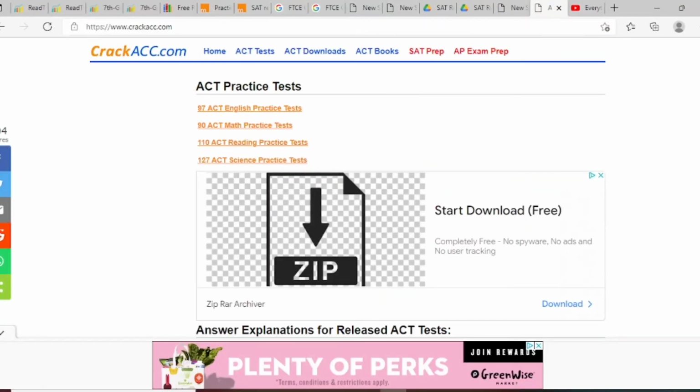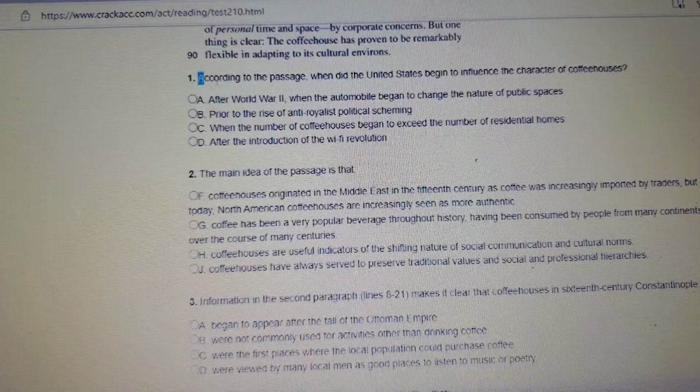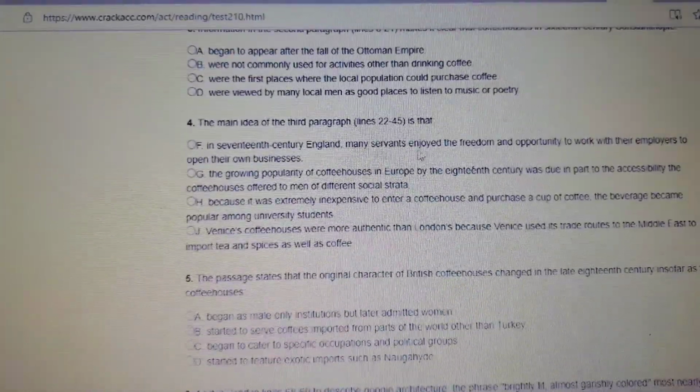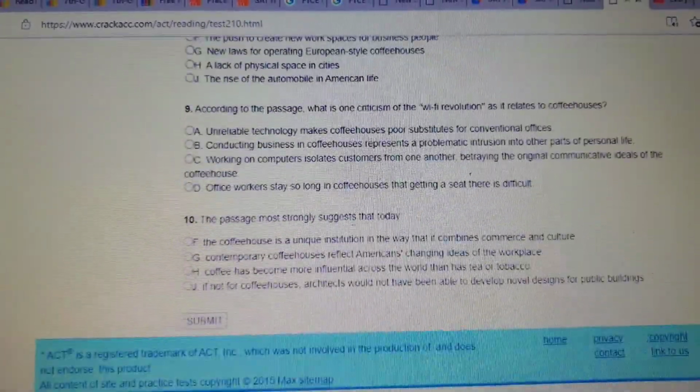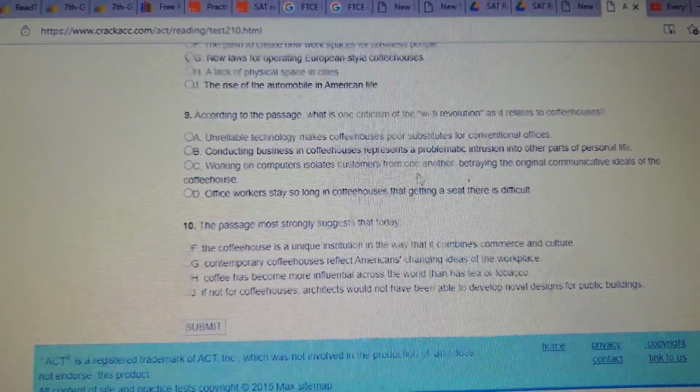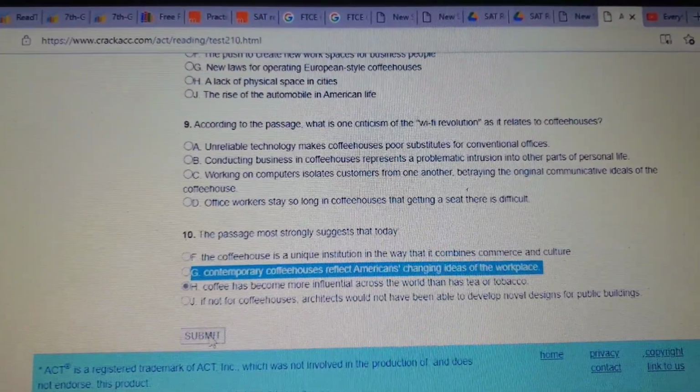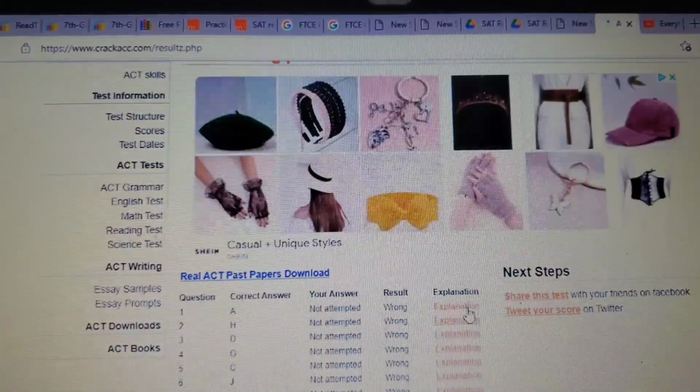Now the last resource, sorry guys, the last resource is Crack ACC. Okay guys, so for some reason my audio was completely gone at this point, but I'm going to video it from my computer. The question stems are super helpful. The main idea according to the passage, you see. Then you answer all the questions, you press submit, and it gives you an explanation of this.